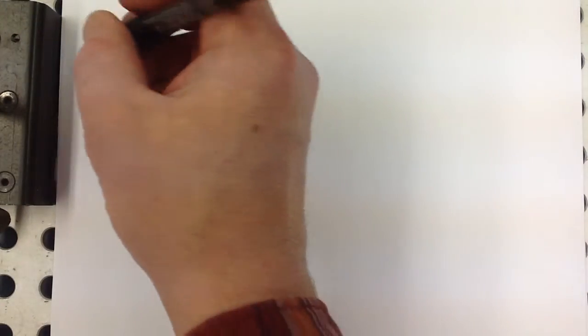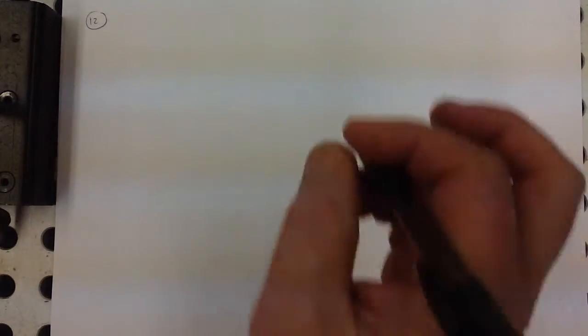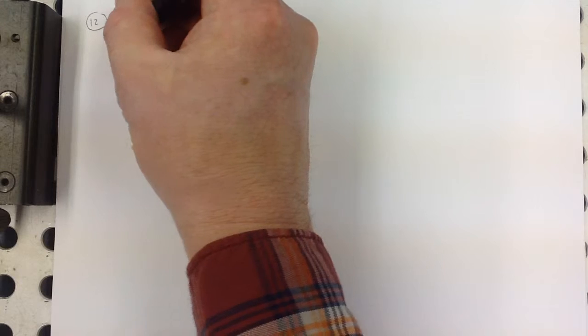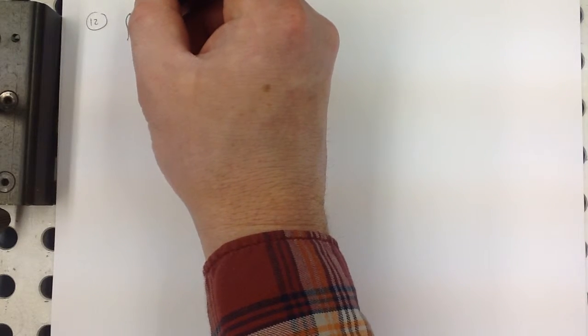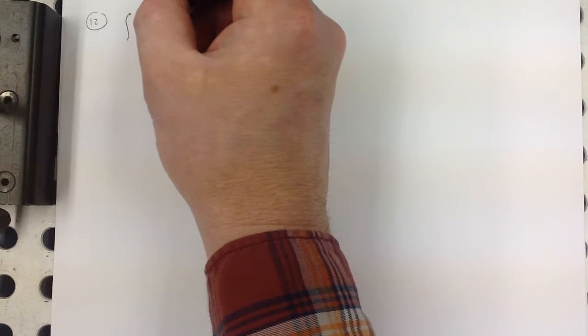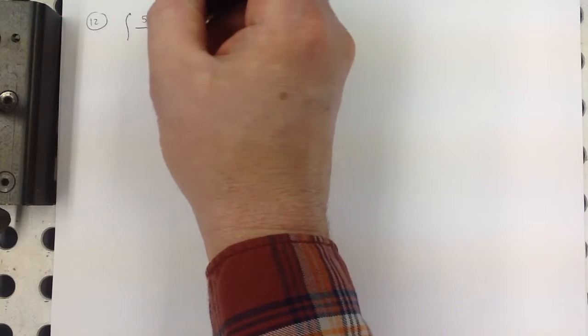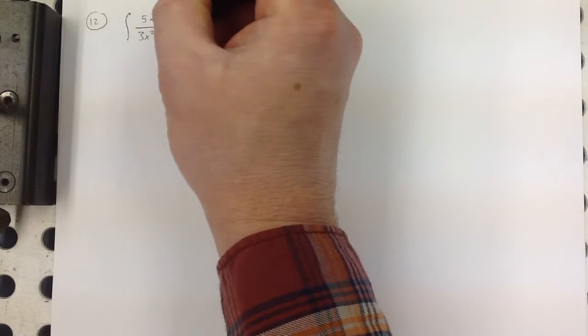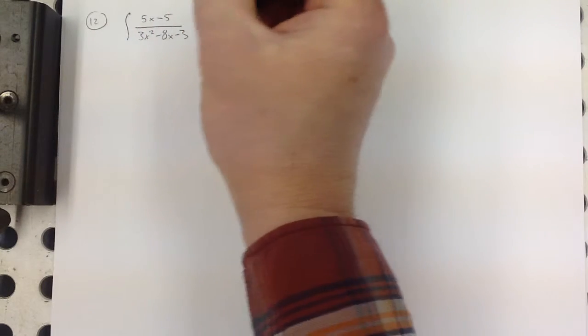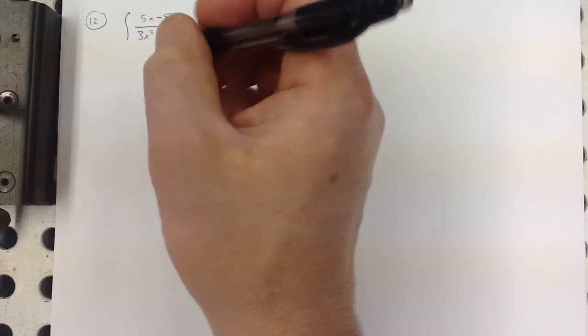Number 12. Another straightforward one, if you know how to factor. So let's see what we got here. The integral of 5x minus 5 over 3x squared minus 8x minus 3 dx.